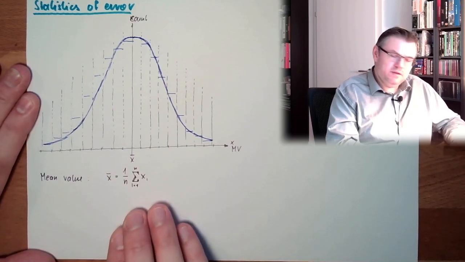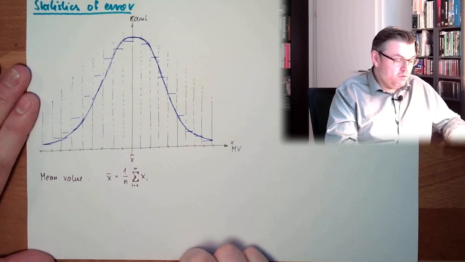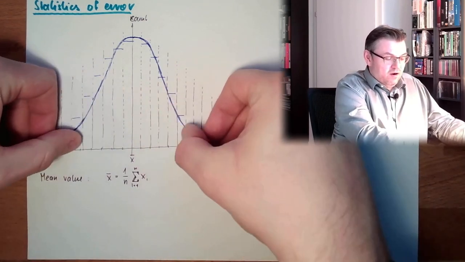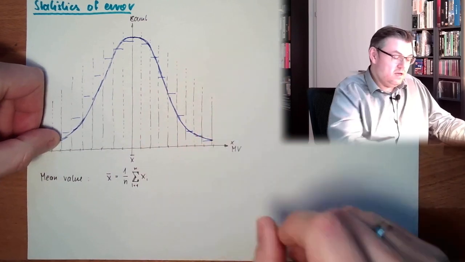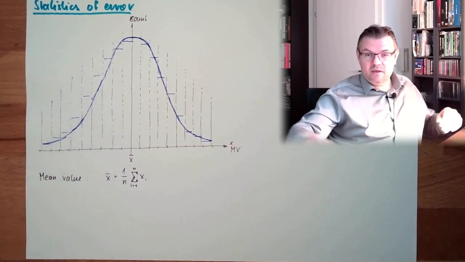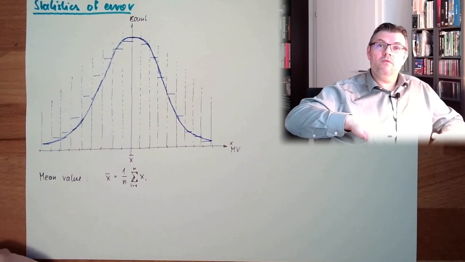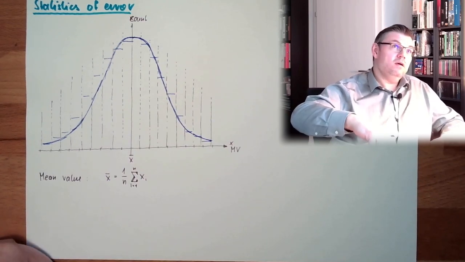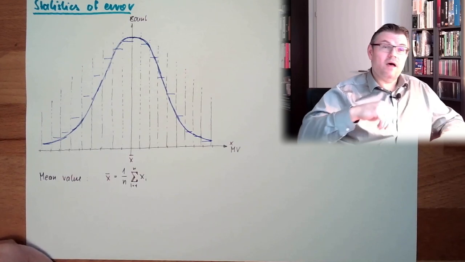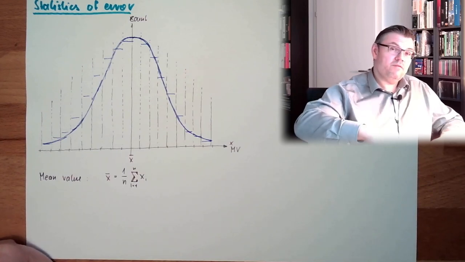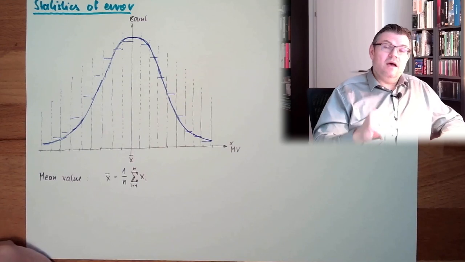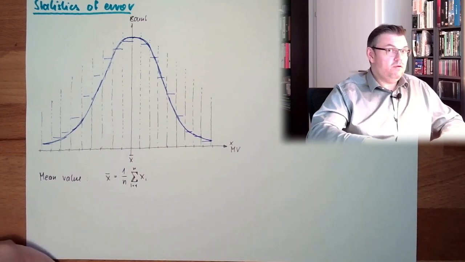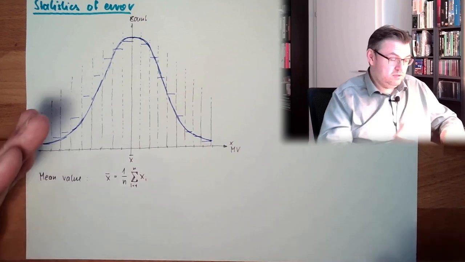Mean value, building the mean value. Of course, it is important how broad these things here are, right? Because if I measure a table and I get, I don't know, 1,501 millimeters, 1,500.5 millimeters, 1,500 millimeters, that is one thing. If I get 1,400 millimeters, 1,500 millimeters, then it's different.